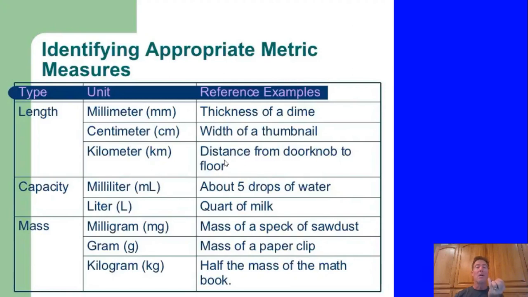A meter is the distance from doorknob to floor. A meter is just a little bit over 3 feet, just a little longer than a yardstick. A milliliter, which is volume, is about 5 drops of water. So if you had a little dropper and squeezed out 5 drops of water, that would be a milliliter. A liter is about the size of a quart of milk.